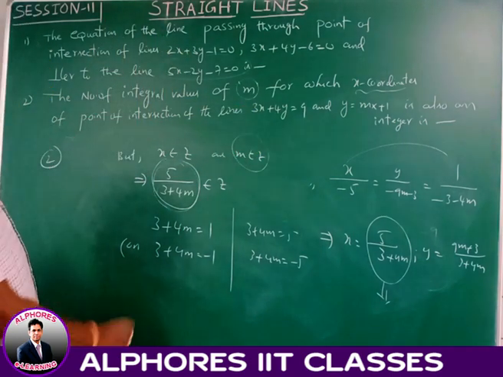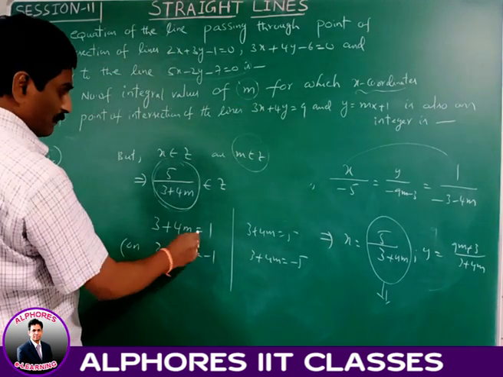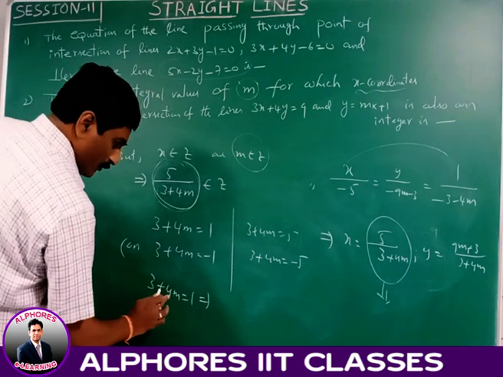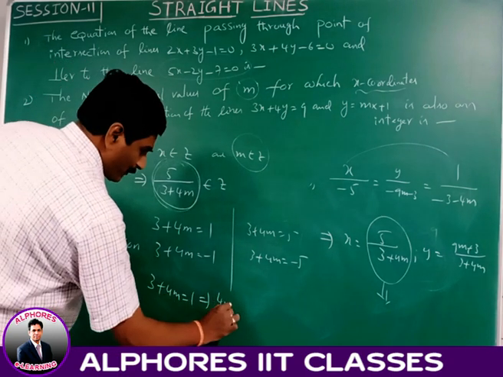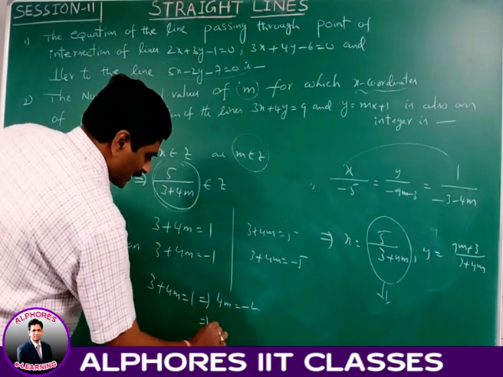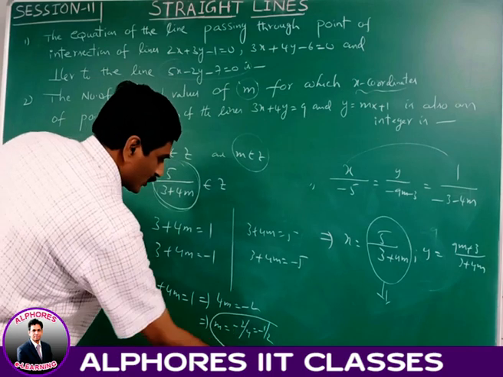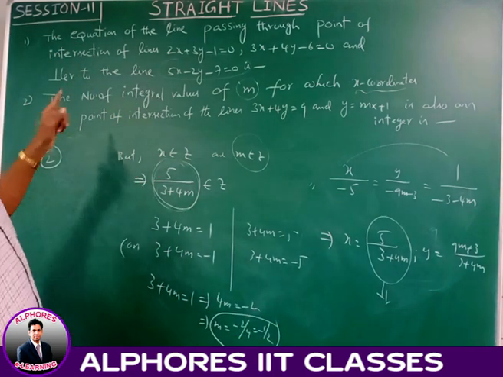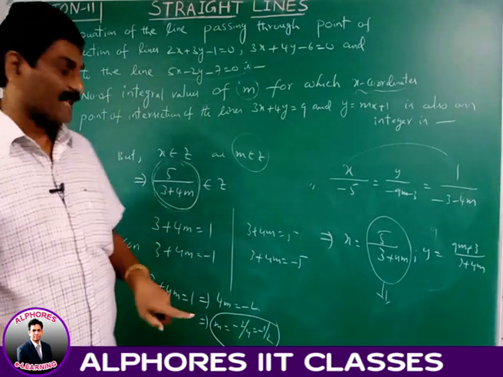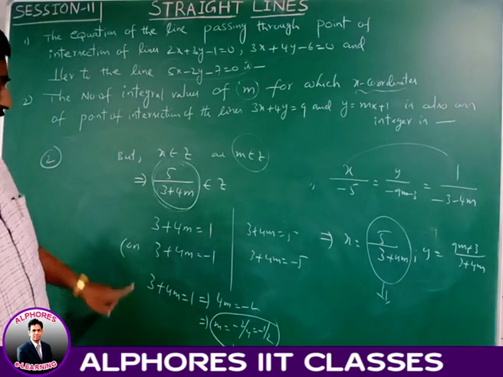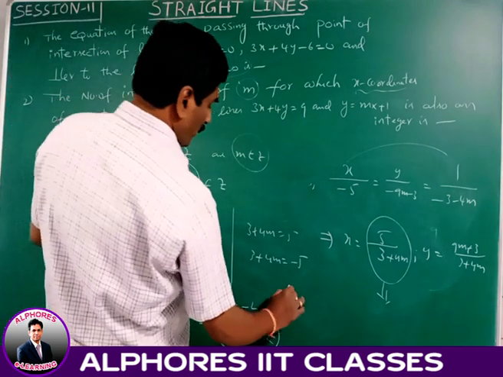Now 3 plus 4m is equal to 1. What is the value of m? 4m is equal to minus 2, m is equal to minus 2 by 4, that means minus 1 by 2. It is not an integer, so it is not the answer. Here the x coordinate is an integer but m is not an integer. So leave it.